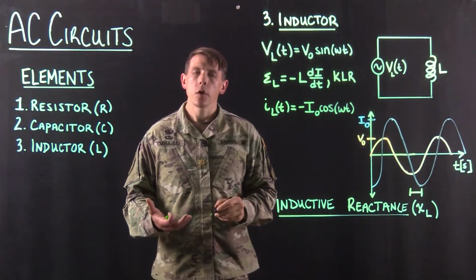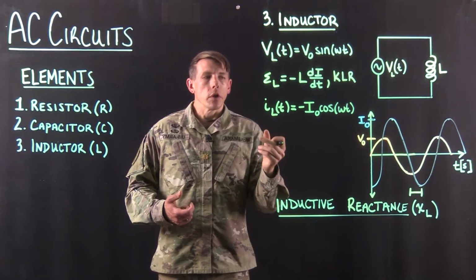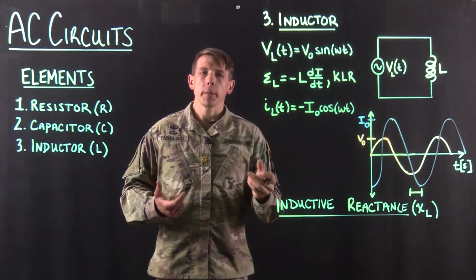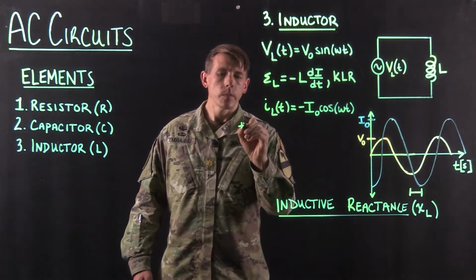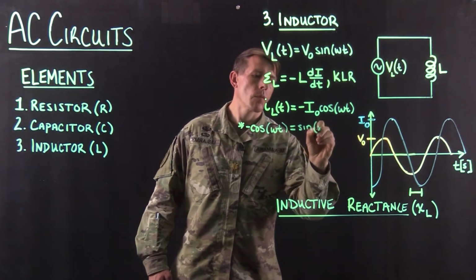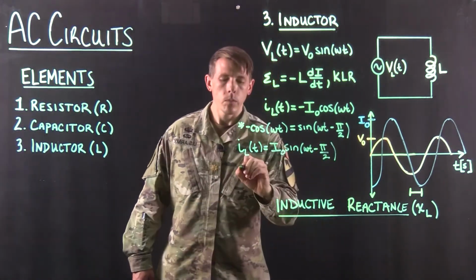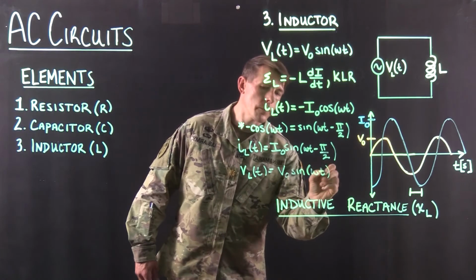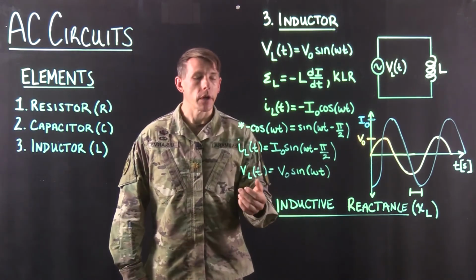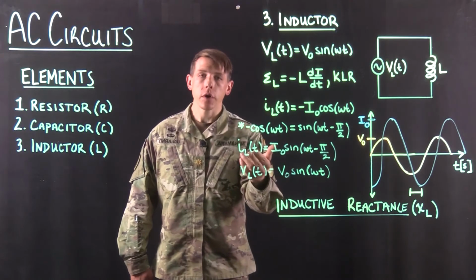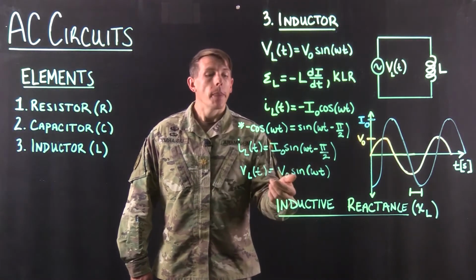Similar to what we did with the capacitor, we're going to apply a trig identity to ensure that we have the same trigonometric function for current and potential. By applying this trig function here, I now have an expression for current through the inductor in terms of sine.